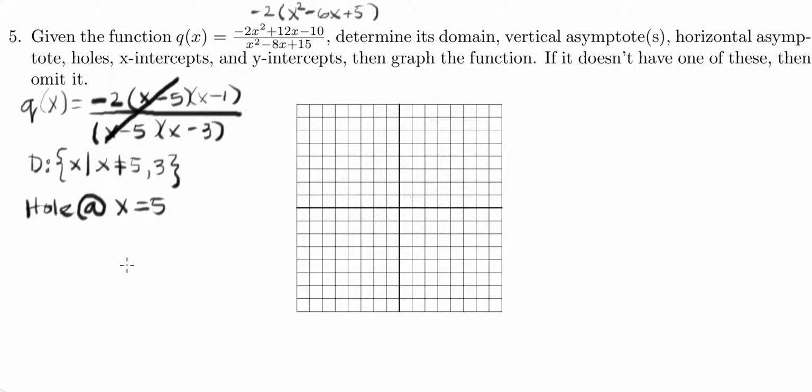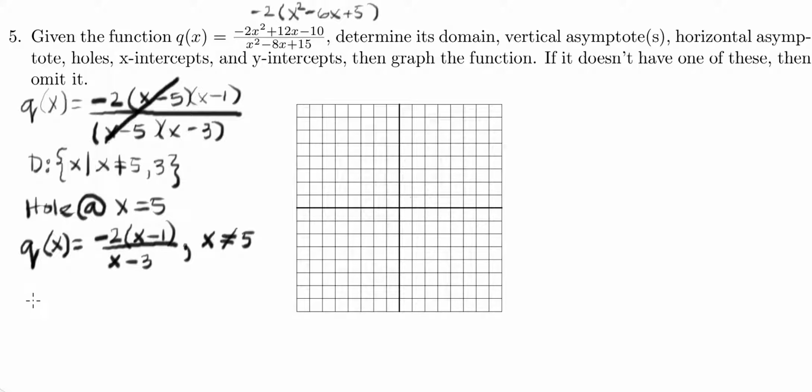So what I'm going to do is restate my function, q of x, and this is called simplifying the function. So q of x equals negative 2 times x minus 1 over x minus 3, comma. Since you have a domain member being eliminated, we're going to say it cannot be 5. So 5 can't happen. So we want to figure out what happens if we were to plug in 5.